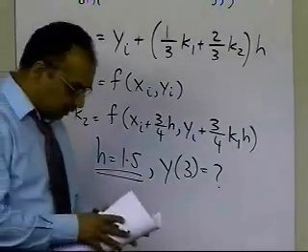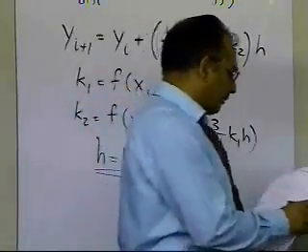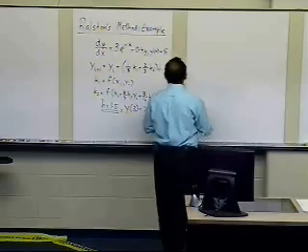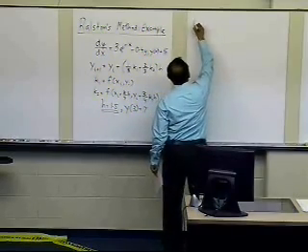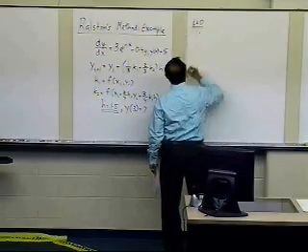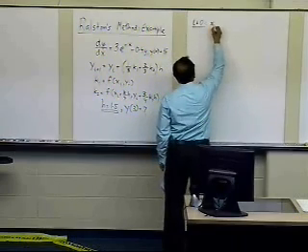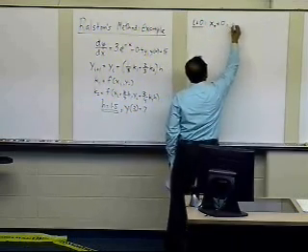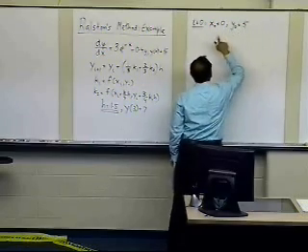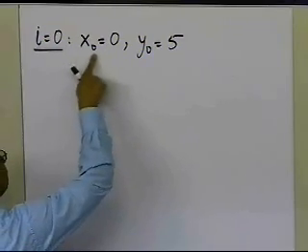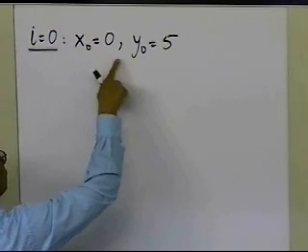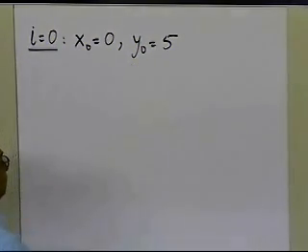So let's go through the steps of Ralston's method and see what we get. So we have i equal to 0, that's what I'm going to assume. And now what is the value of x0? x0 is 0 and y0 is 5, because if I choose my first point to be x equal to 0, then the corresponding value of y is 5.